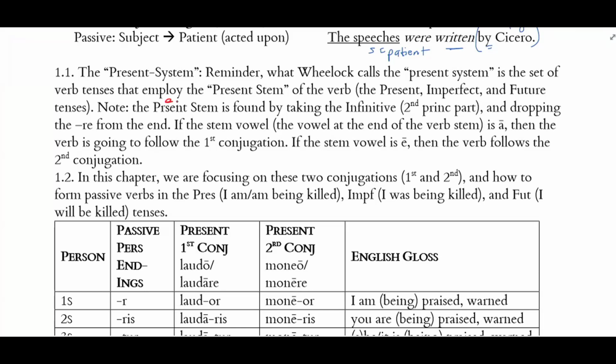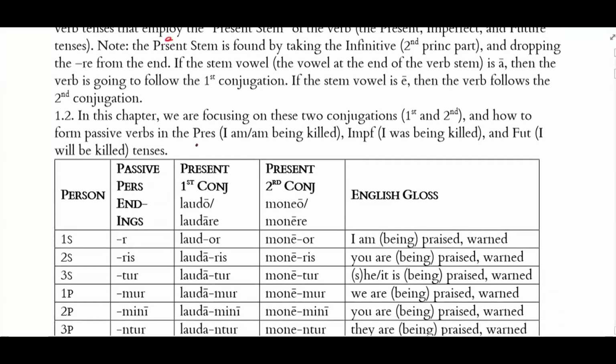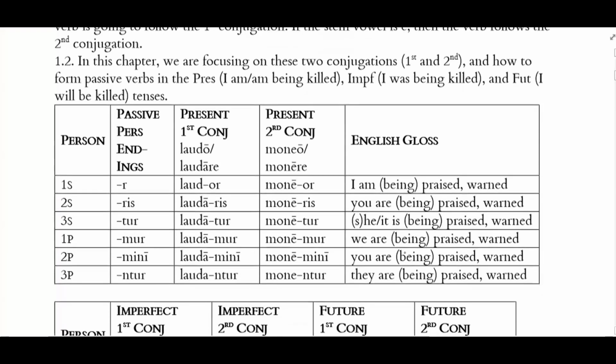We're focusing on the first two conjugations and how to form passive verbs in the present tense using the present stem. And this is how it would say something like, I am killed or I am being killed. The imperfect passive, I was being killed, as opposed to I was killing. And then the future passive, I will be killed, right? Those tenses.